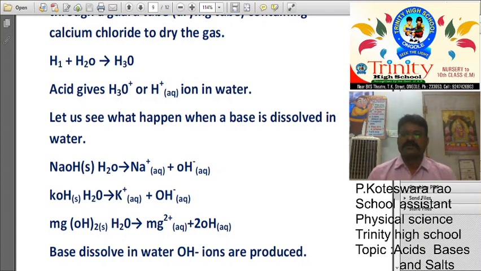And after that, the last one: is water added to acids or bases, or acids or bases added to water? Which one is suitable for us? Acid or base added to water is the best method. For that we take one beaker or test tube with 10 ml of water. First we add concentrated sulfuric acid, and if you touch the beaker, it is so hot, so it is an exothermic reaction.